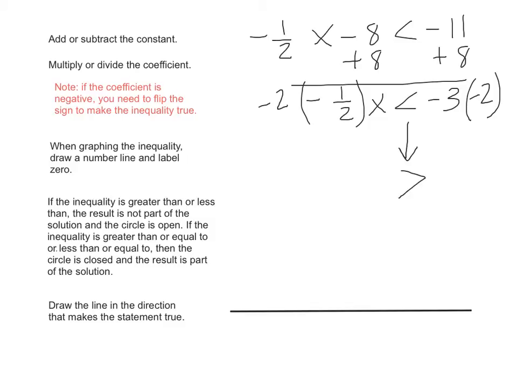I have reversed my sign already. The negatives cross out, the 2's cross out. I'm left with x is greater than positive 6. Next, we're going to graph this here on the number line.